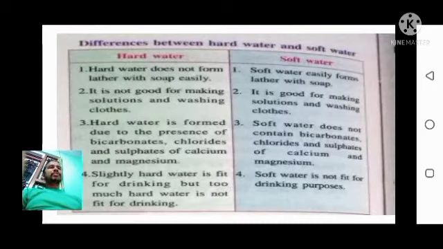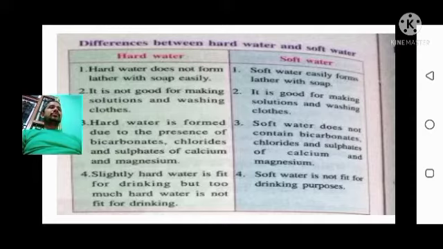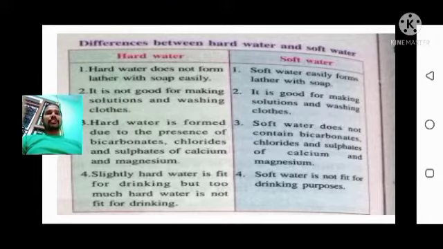Now differences between hard water and soft water. Hard water does not form lather with soap easily. Soft water easily forms lather with soap. Number 2, hard water is not good for making solutions and washing clothes. Soft water is good for making solutions and washing clothes. That means soft water is good for making solutions and washing clothes, but hard water is not good for making solutions and for washing clothes.